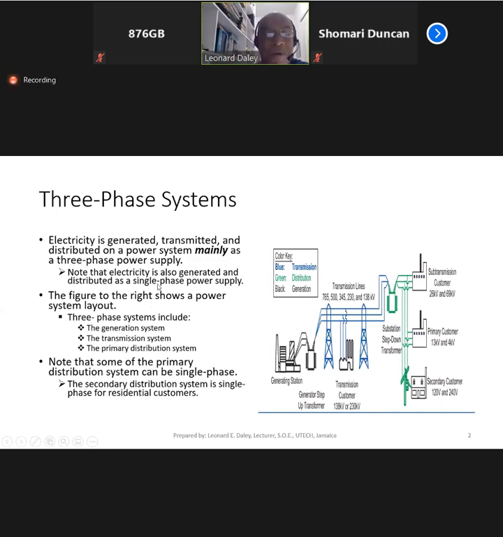But you can have single phase primary distribution, right? And so this is just detailing what constitutes a power system: a generating system, a transmission system, and a distribution system. And as we said, the distribution is where you will experience some, especially on the secondary of the distribution system, that's on the other side of the pole-mounted transformers. That's where you will have some single-phase systems.